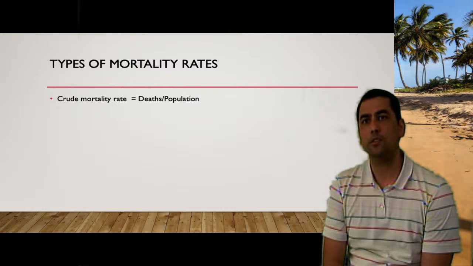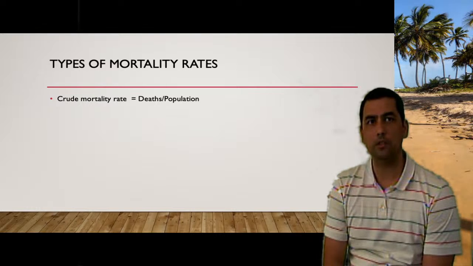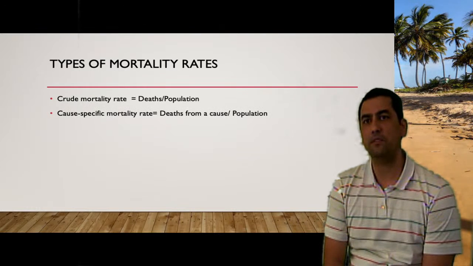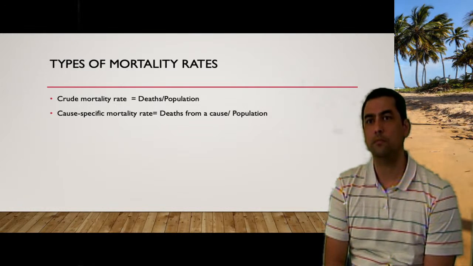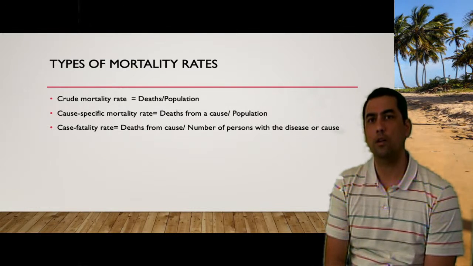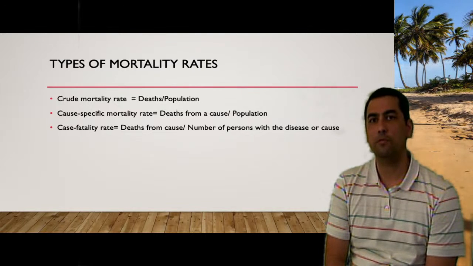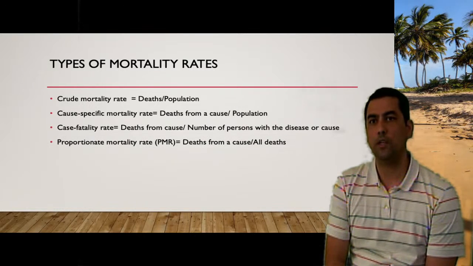Types of mortality rates. Crude mortality rate: deaths over population. Cause specific mortality rate: deaths from a cause over population. Case fatality rate: deaths from a cause over the number of persons with the disease. Proportionate mortality rate: deaths from a cause over all deaths.